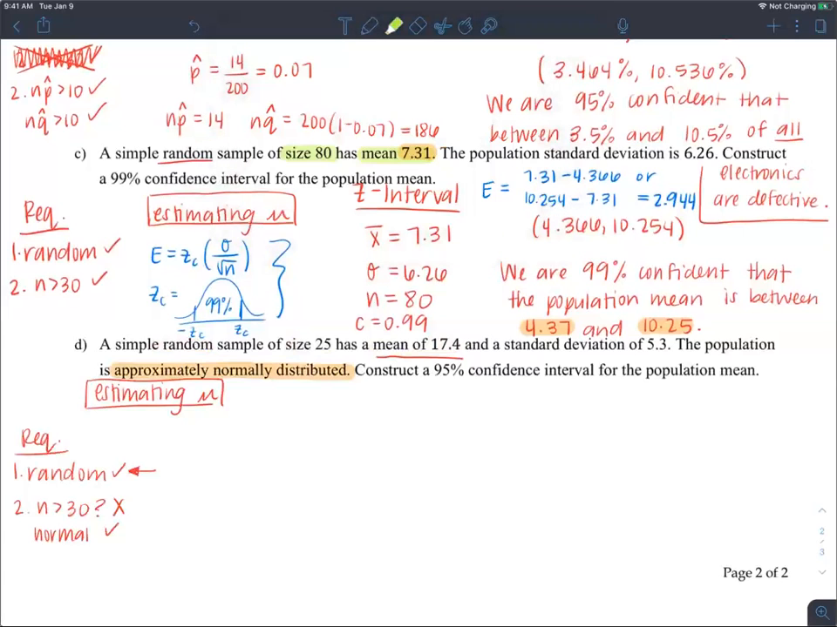It says a simple random sample of size 25 has a mean of that and a standard deviation of 5.3. So is this standard deviation going to represent S or sigma? S. Yeah, this is going to be a sample standard deviation. And so here we know that S is equal to 5.3, X bar equals 17.4. Which calculator function do we want to use? T interval.